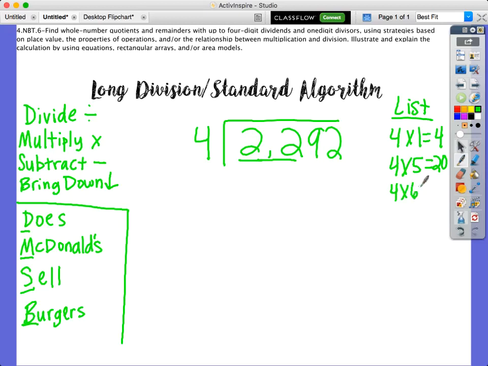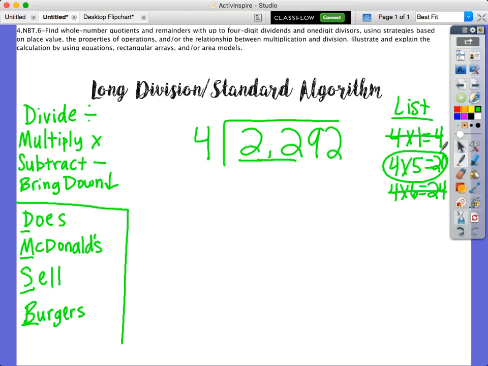So we try 4 times 6. We get 24 as a product. The students can then see on their list that 4 times 1 equals 4 is too small, and 4 times 6 equals 24 is slightly too large. So we're going to choose 4 times 5 is 20.